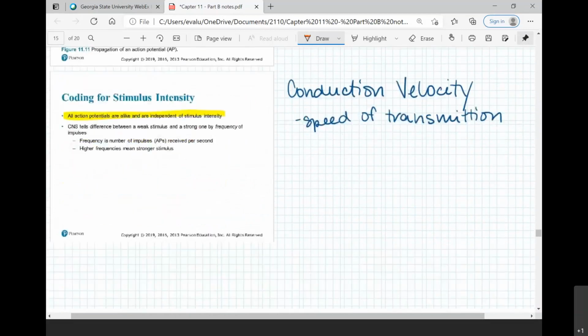Okay, there's another term that we're going to talk about real quick, and that's called conduction velocity. Basically, conduction velocity refers to how fast the communication flows, how fast the speed of transmission is going to be. And it's going to be based on the stimulus of the action potential.